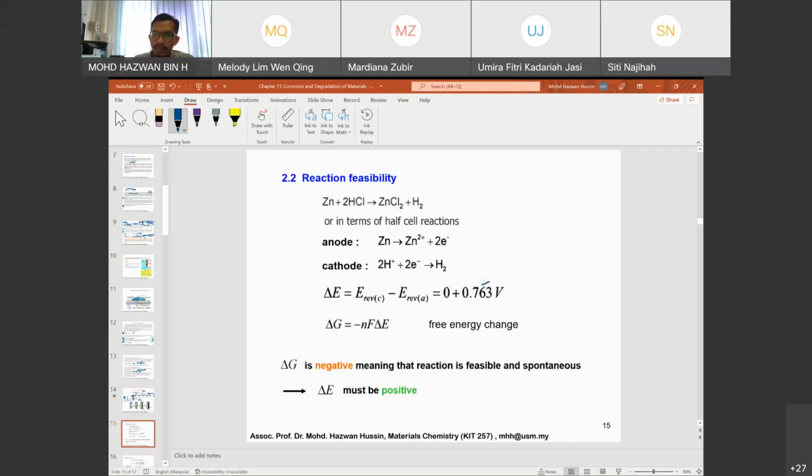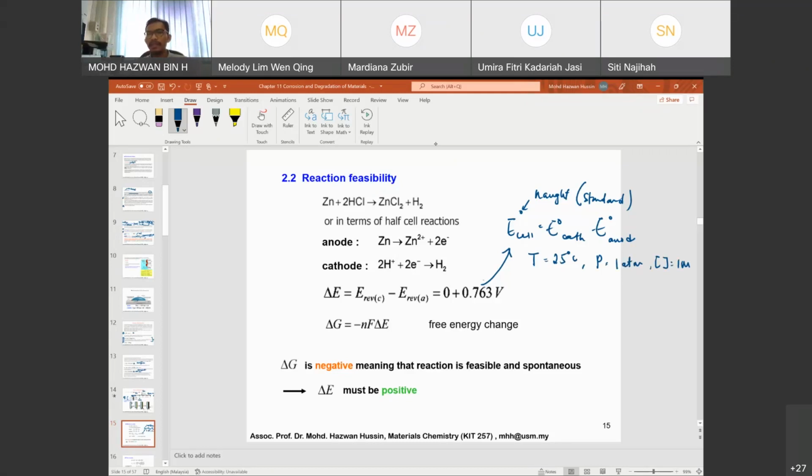Standard potential, E cell or E naught cell, is equal to E naught cathode minus E naught anode. This is in the standard condition. Remember that the naught means it is in the standard condition. So what does standard condition mean? It means that the reaction occurs at a temperature of 25 degrees Celsius, pressure equal to 1 atm, and concentration equal to 1 molar.